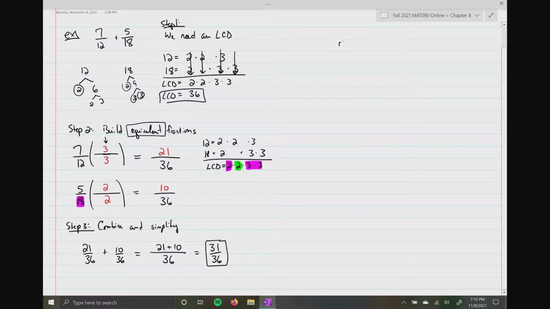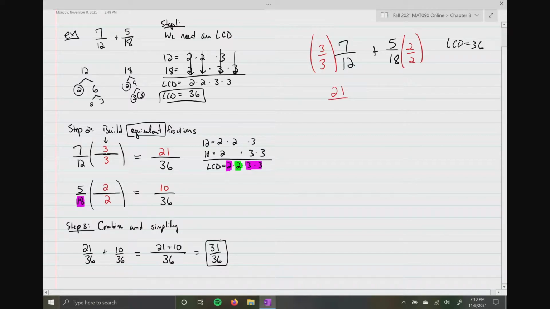like I said, I know a lot of us back in the day, you were probably taught this, and there's nothing wrong with this. You were taught find an LCD between 12 and 18, and the LCD would be 36, but you'd have to do all that mental math. See, I don't do any of the mental math. I write it all out. But if you did this mentally, you would say, okay, well, I need to multiply these fractions by 3 over 3 and 2 over 2, and that's going to give me 21 over 36 plus 10 over 36.